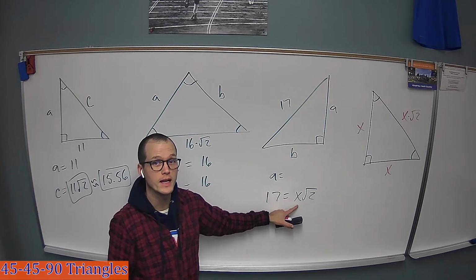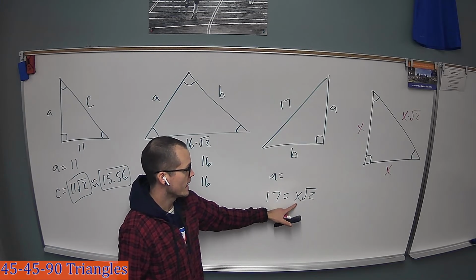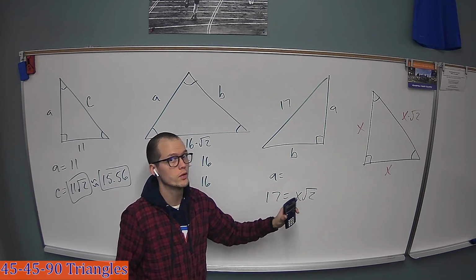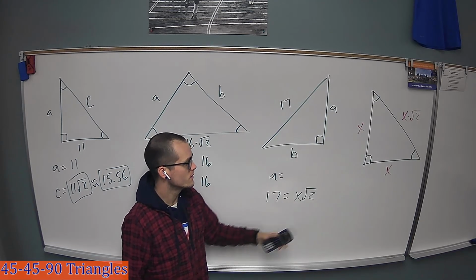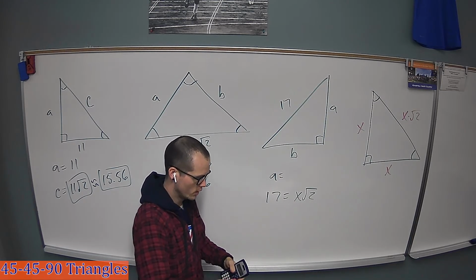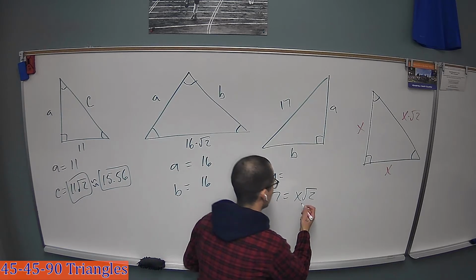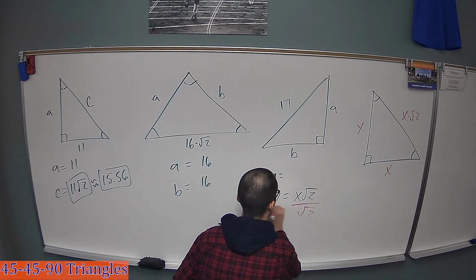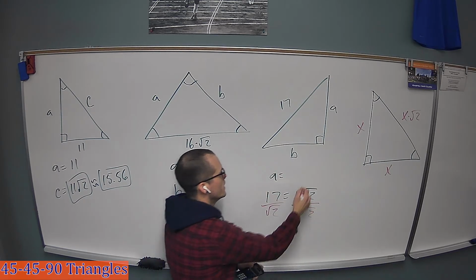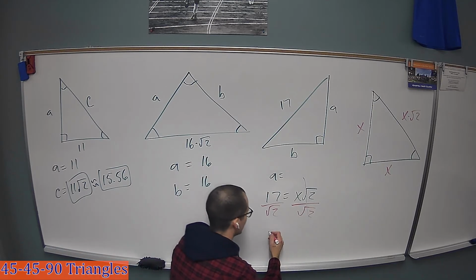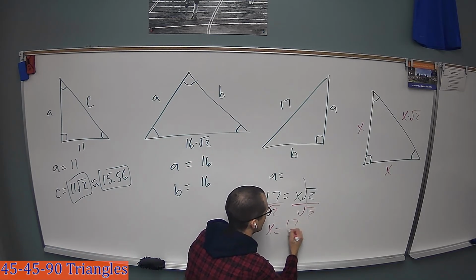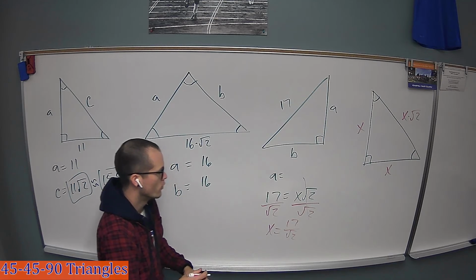Again, solving for x, we just need to untangle this mess. This is x times some number, gross number, but number nonetheless. So we're just going to divide both sides by the square root of 2. So on the right-hand side, divide by root 2. On the left-hand side, divide by root 2. These cancel, that's the whole purpose. So now we get x equals 17 over root 2.